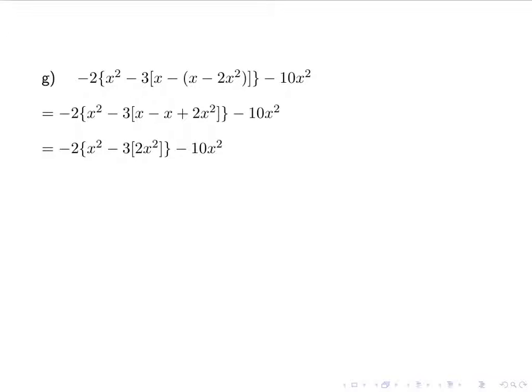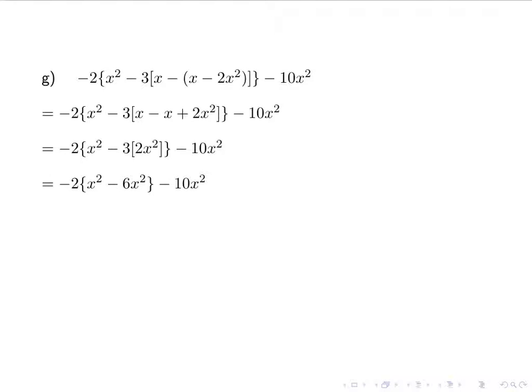So what I'm left with is not a distributive property, it's just multiplication. I don't have addition or subtraction in here anymore. So this is just straight up 3 times 2x squared, which is 6x squared.